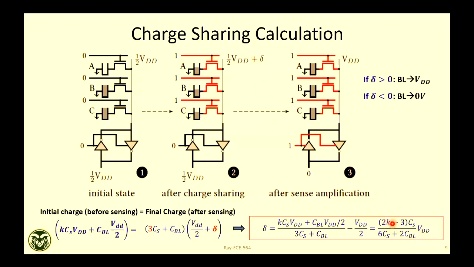Now you can see, right? If delta should be positive, that means 2K minus 3 should be positive. That means K should be more than 1.5. K is the number of charged cells, so K has to be 2 or 3. Only then will it go to VDD. If delta is positive, the bit line will go to VDD. If delta is negative, the bit line will go to 0. And that will happen based on whether the majority of the cells are charged. So this is the framework for computing. Any question on this framework? You can exactly find delta and everything using these expressions.